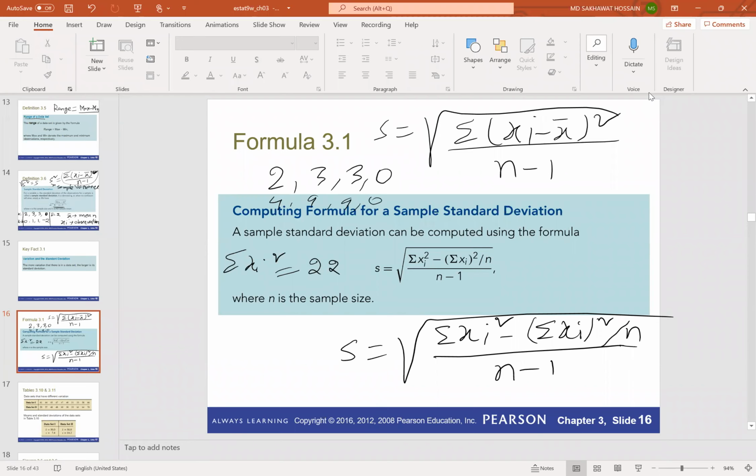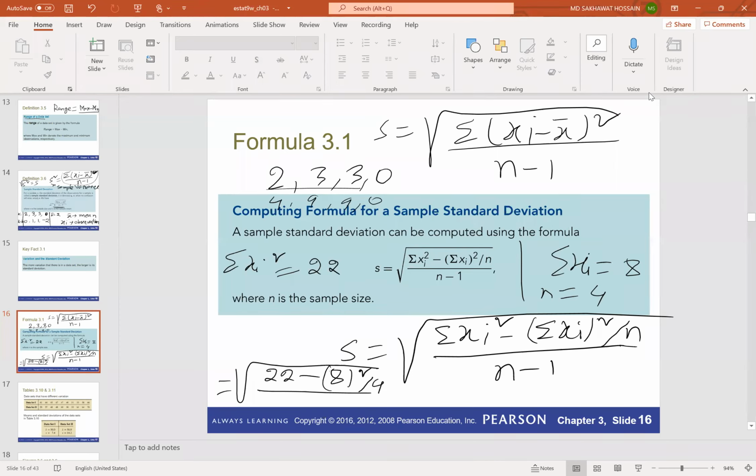So what is sigma of xi? You have to add all the numbers together. So that means 3 plus 3 plus 2, which will be 8. Okay, and what is n? n is equal to 4. Now you just need to plug in all these numbers. So the square root of sigma of xi square, which is 22, minus sigma of xi squared, so that means 8 squared over 4, all divided by 4 minus 1.